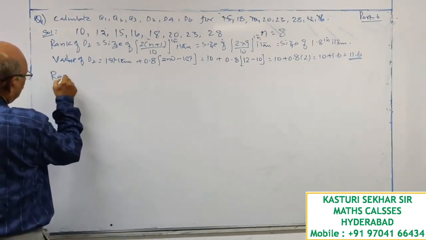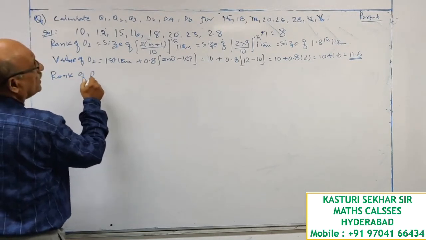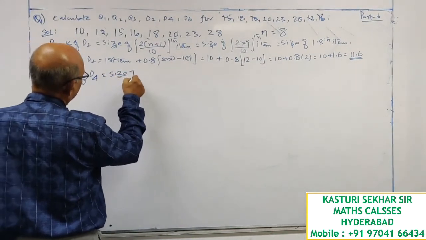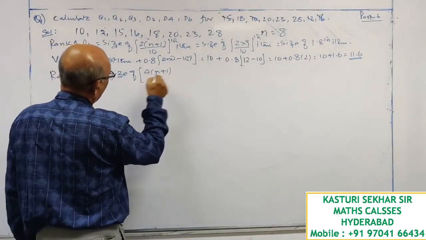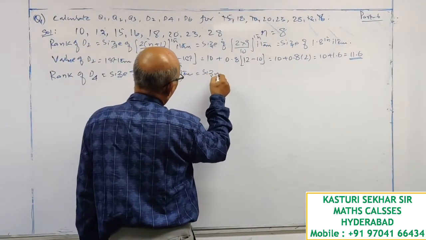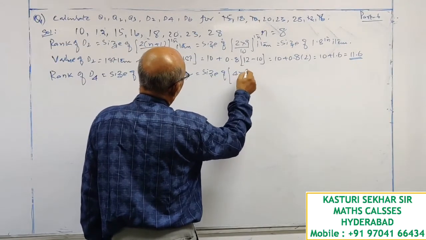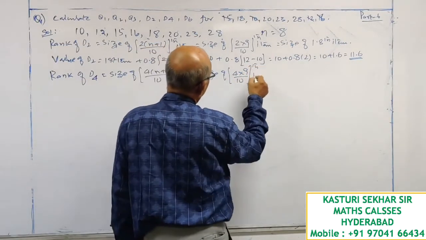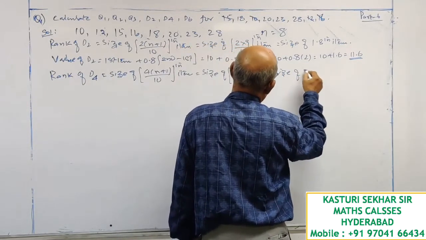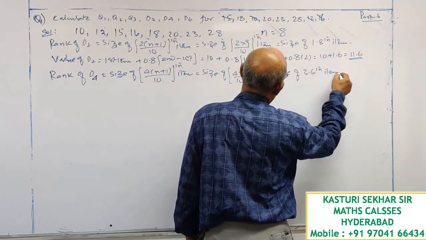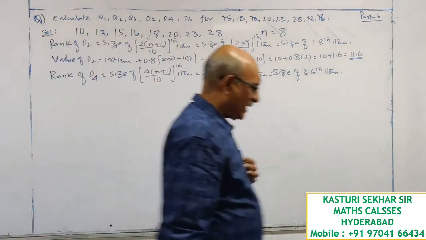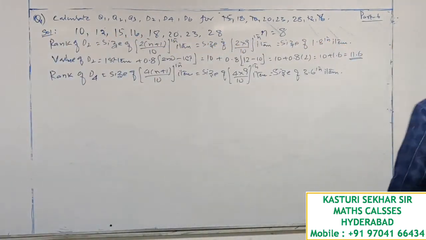Next, rank of D4 is equal to size of 4 into (n plus 1) by 10th item. This is equal to size of 4 into 9 by 10th item. This is equal to size of 3.6 item. So we have identified where it lies.